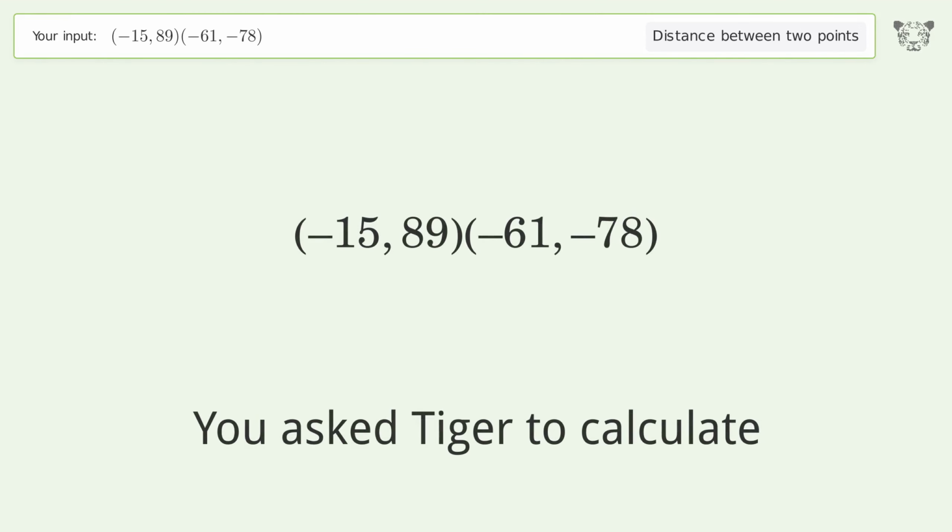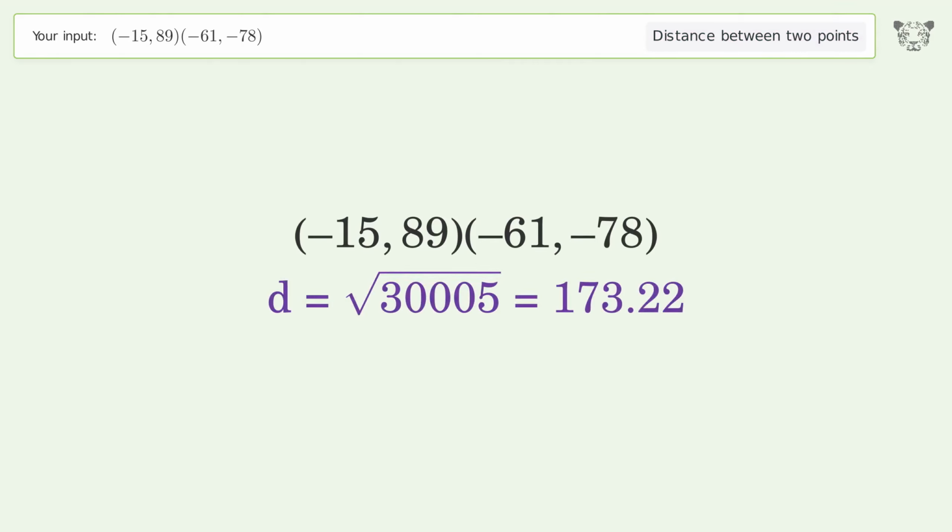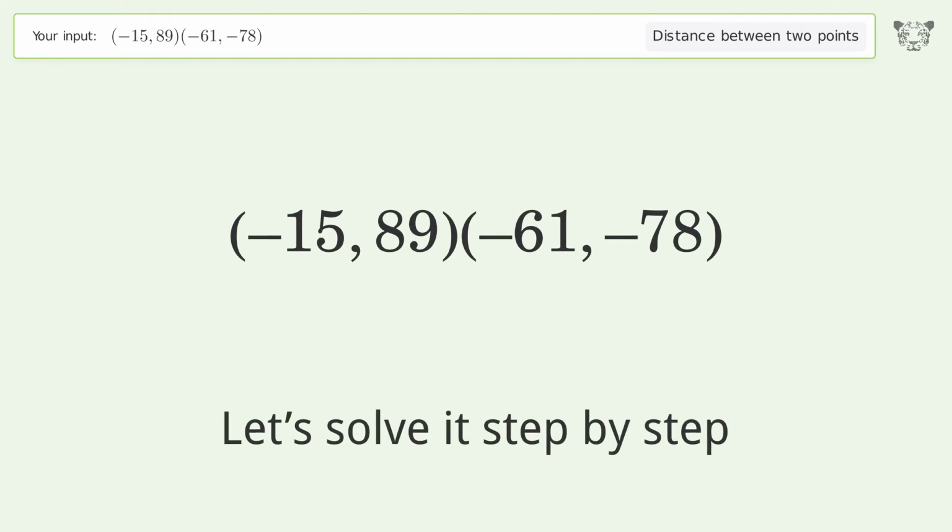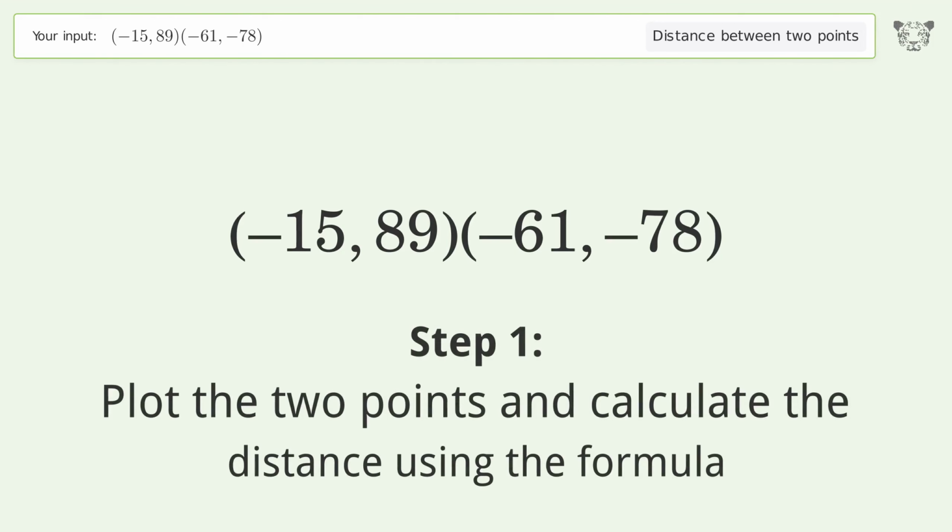You ask Tiger to calculate. This deals with the distance between 2 points. The distance between the 2 points is the square root of 30,005, or 173.22. Let's solve it step by step. Plot the 2 points and calculate the distance using the formula.